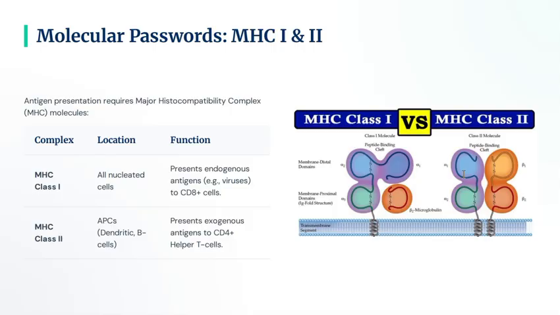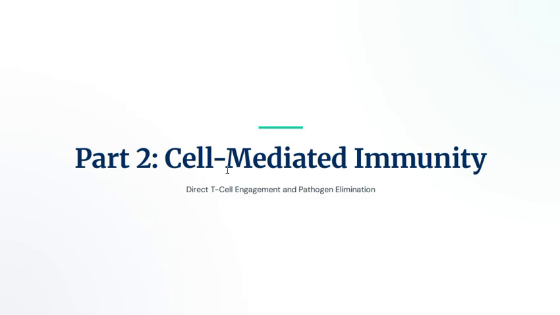Okay, so antigen presentation requires major histocompatibility complex, MHC. There's class 1 and class 2. The first one is on all nucleated cells, and its function is to provide endogenous antigens, for viruses, to CD8 plus cells. There's also class 2 for APCs, or dendritic cells and B cells, and they present exogenous antigens to CD4 plus cells, which are helper cells. Yeah. Next, we can talk about cell 2, which is cell-mediated immunity, and the direct T cell engagement and pathogen elimination.